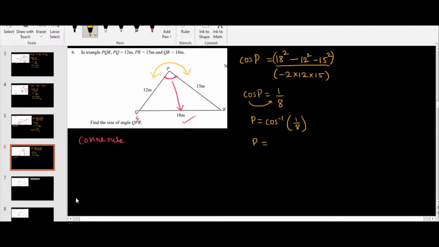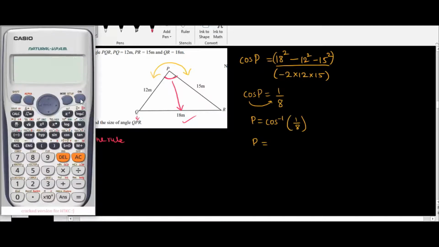And for this answer, cos inverse, again we will use the scientific calculator. To get cos inverse, first click on the shift button and then cos. So you will get cos inverse. Already there is a bracket open there, 1 divided by 8 and then close bracket. So you will get the answer 82.8192. This is the answer.